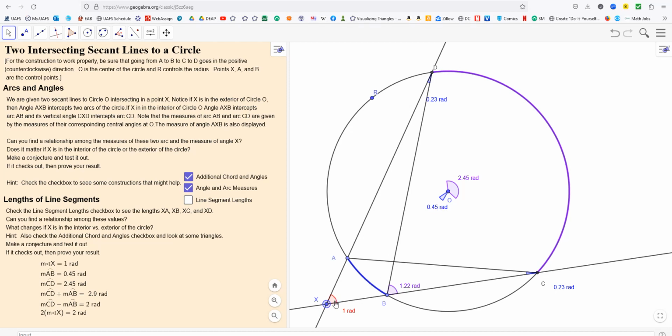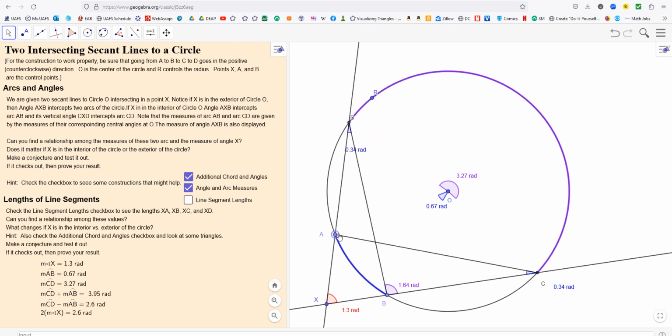This red angle, angle X, is 1 radian at the moment. We've got arc AB is 0.45 radians. That's the blue one right here. 2.45 radians is that central angle, which is the measure of that arc, the purple one, from C to D. If you add those together, you get 2.9. If you subtract them, you get 2. And if you double X, you get 2. Oh, look at that. Those last two match up.